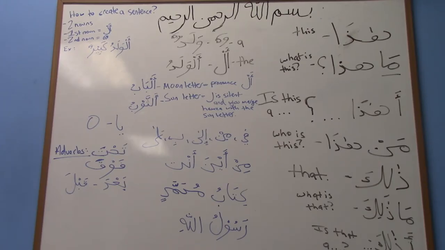So at the bottom of page 28, and the whole entire page 29, we have a lot of sentences now. Here, the author is going to take everything that we learned so far: the prepositions, fi, ala, min, ila; the possessive phrase, kitabu Muhammadin, Rasulillahi; the adverbs, the nominal sentences, and mix all of them together.